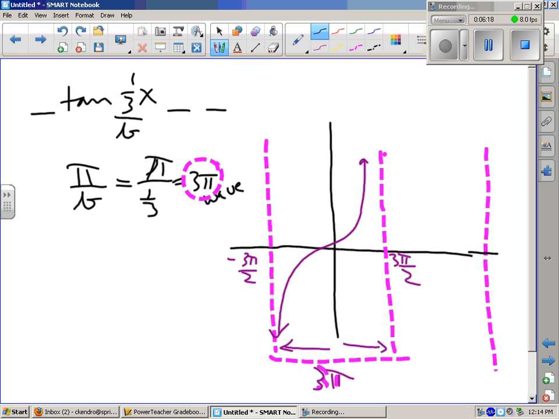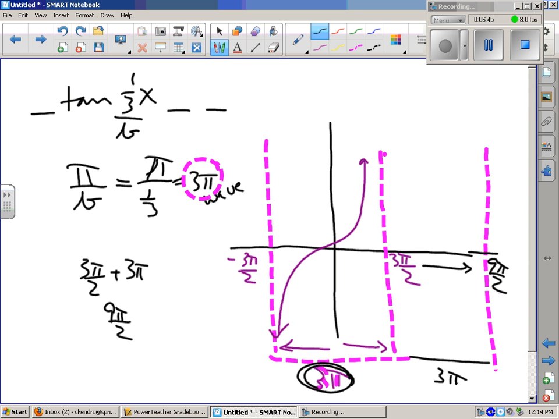Now what would be the point here? You don't just add 3 halves, you have to add 3 pi. This distance from here to here is also 3 pi. So 3 halves plus 3, that's 4.5, which is 9 halves pi. So this is going to be at 9 pi over 2.